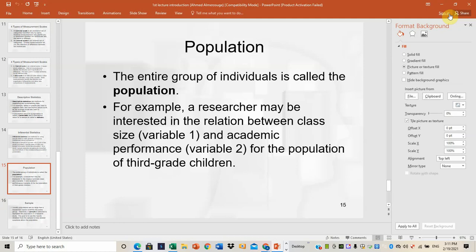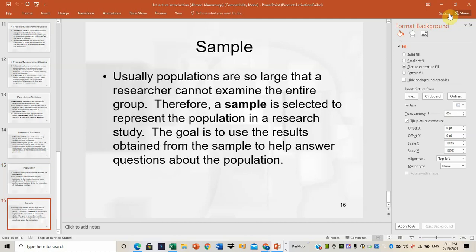Population: the entire group of individuals is called the population. For example, a researcher may be interested in the relation between class size and academic performance for the population of third grade children, taking the whole population. Whereas for a sample, usually populations are so large that a researcher cannot examine the entire group. Therefore, a sample is selected to represent a population in a research. The goal is to use the results obtained from the sample to help answer questions about the population.